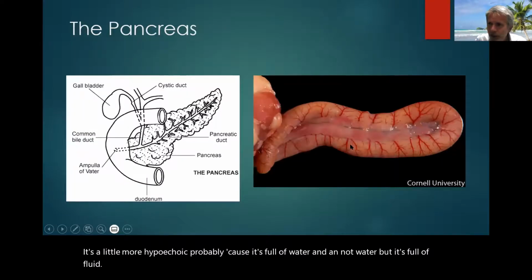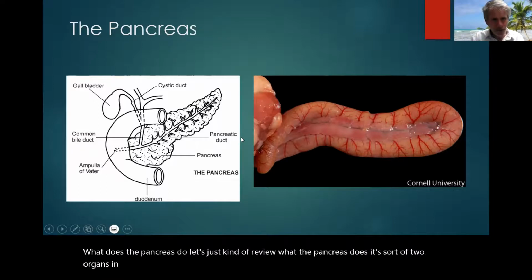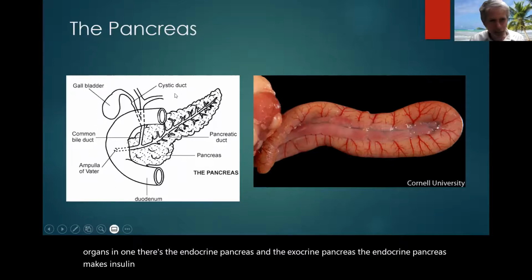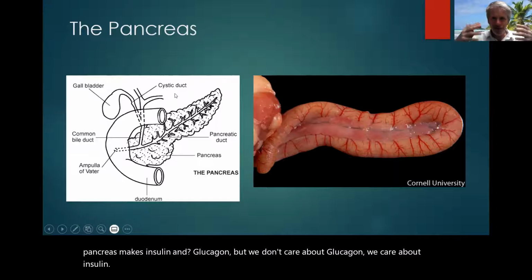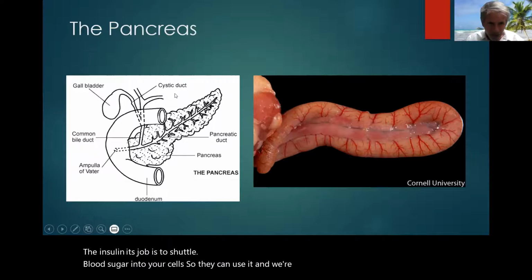So what does the pancreas do? Let's review. It's sort of two organs in one: the endocrine pancreas and the exocrine pancreas. The endocrine pancreas makes insulin and glucagon, but we don't care about glucagon. We care about insulin. Its job is to shuttle blood sugar into your cells so they can use it. We're going to talk more about that next week.